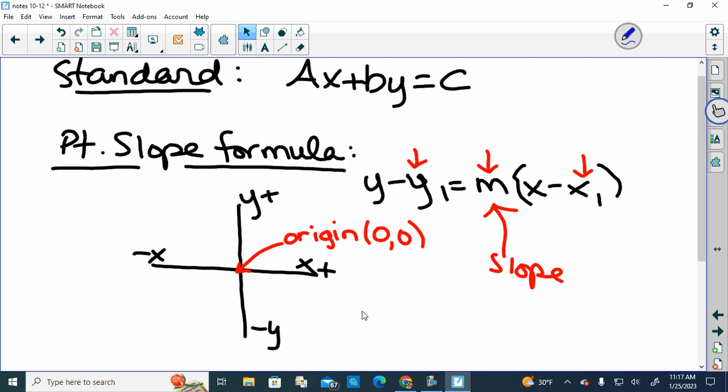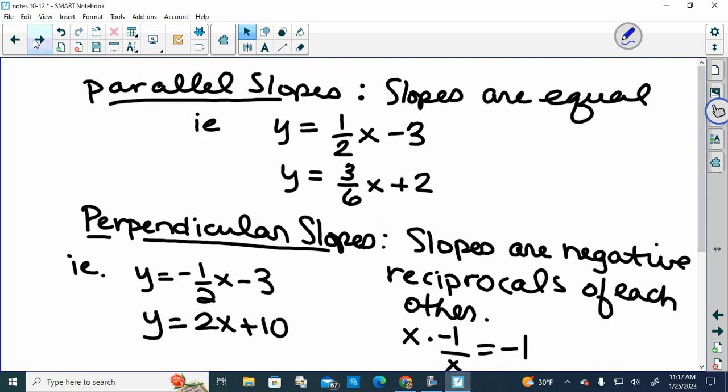Good? Okay, last vocab slide, and then we're going to actually start on the problems. Top one is parallel slopes. When slopes are parallel, they are the same, they're equal. For example, in y equals mx plus b, m is the slope. If whatever's in front of your x is equivalent, so 1/2 and 3/6 are the same fraction, then I could say that these two equations are parallel to each other.